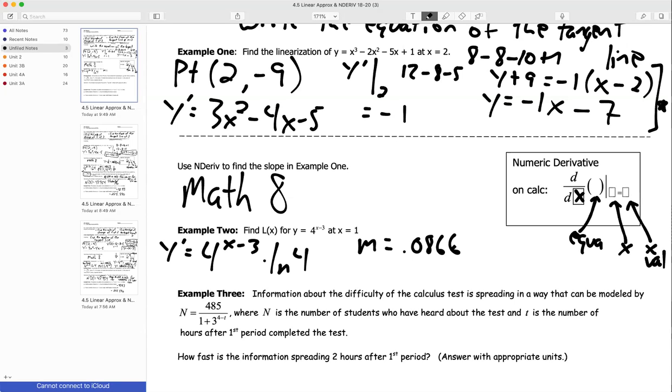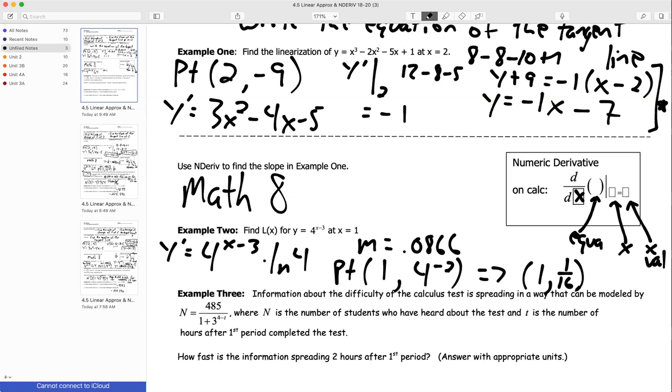Okay, and so they asked me to find the linearization. I have the slope. I need my point. Okay, so it's evaluated at 1. And I'm going to take 1 and plug it into the original equation, which is going to give me 4 raised to the negative 2. And so I could write that as 1 comma 1 over 16. The negative exponent, I can move to the bottom and make it positive. And so that would give me 1 over 4 squared, which is 1 over 16.